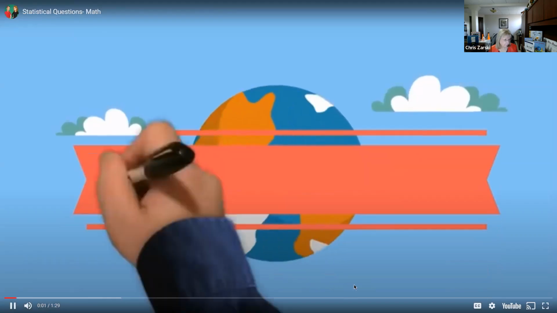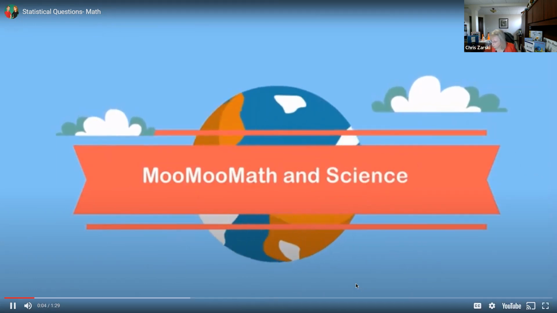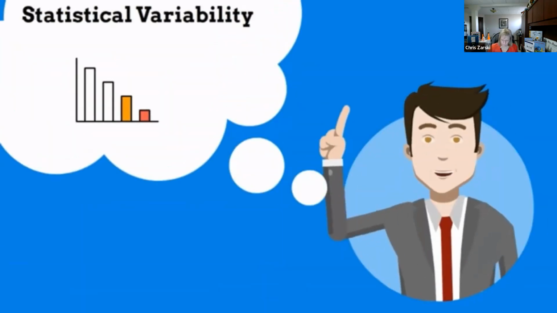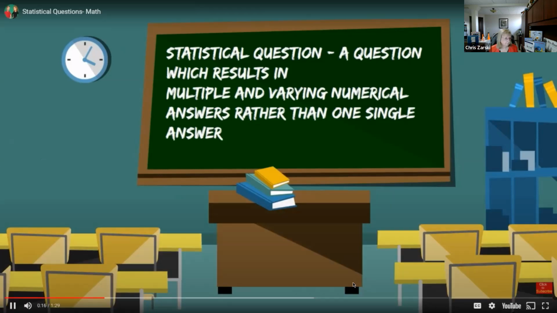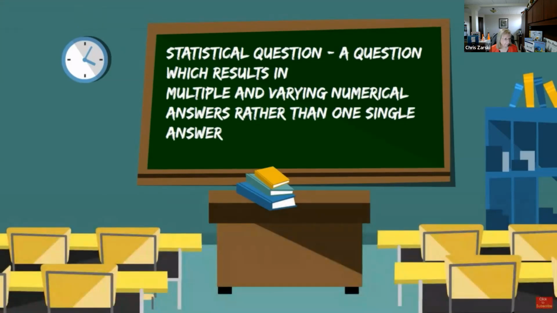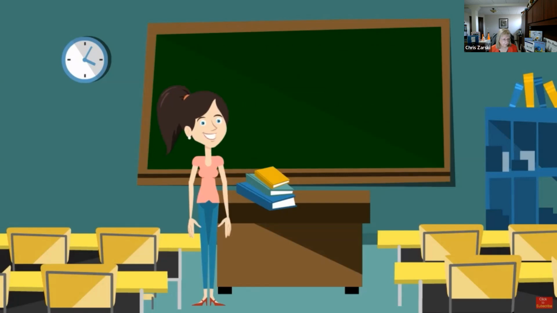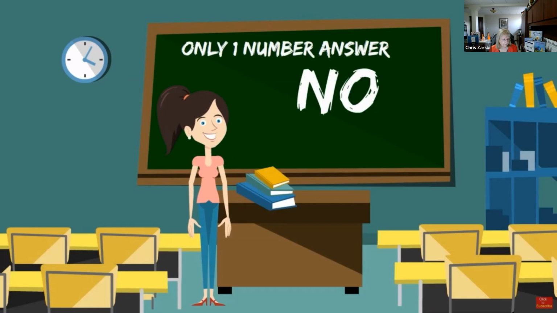Welcome to Moo Moo Math and Science. In this video, I'd like to talk about understanding statistical variability. A statistical question is one that results in multiple and varying numerical answers, rather than just one single answer. Let's look at these questions and see if they are statistical questions. What grade did Hannah get on her math test? Is this a statistical question, yes or no? No, it is not, because there is only one answer. We need many different number answers.